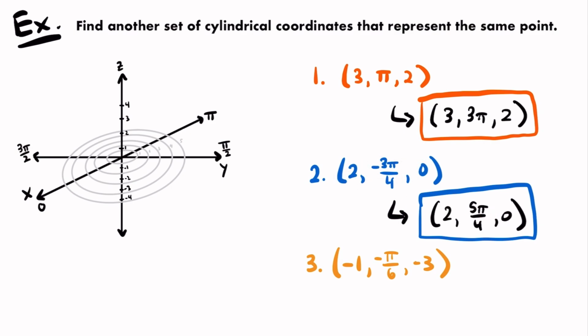And then finally, let's look at our third point here. I'm going to use a different strategy this time. You could certainly just add 2 pi to the angle again, but there is another option.